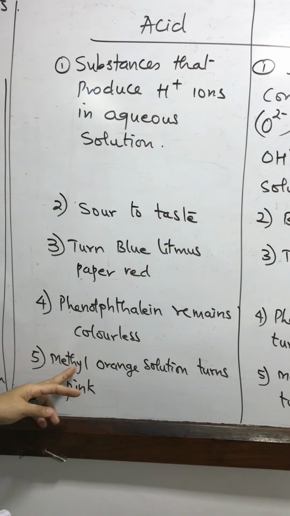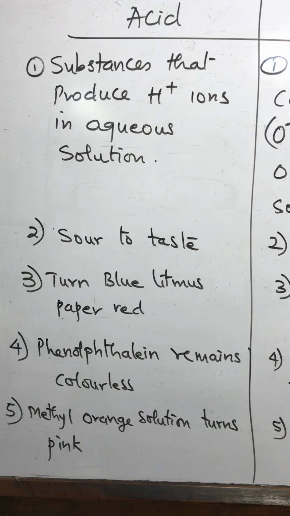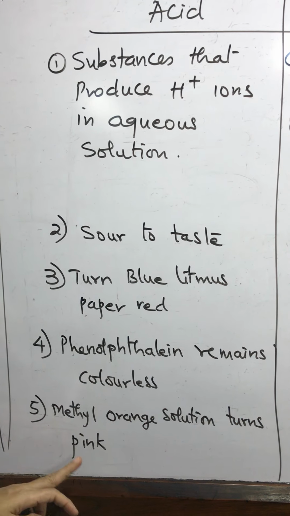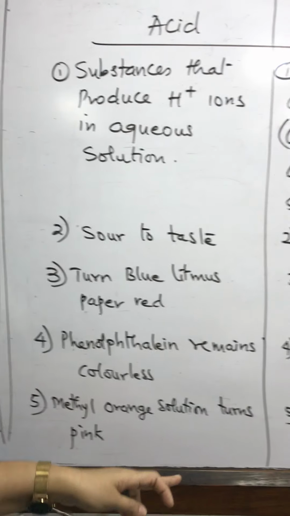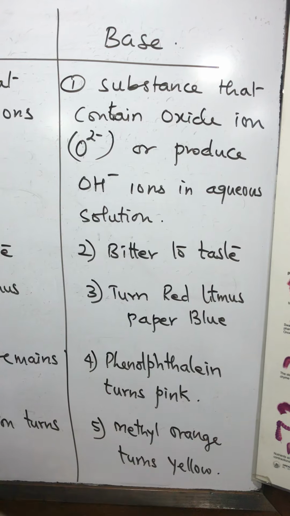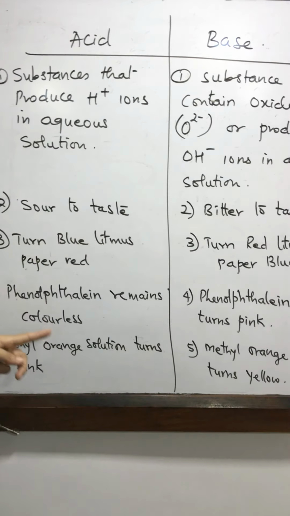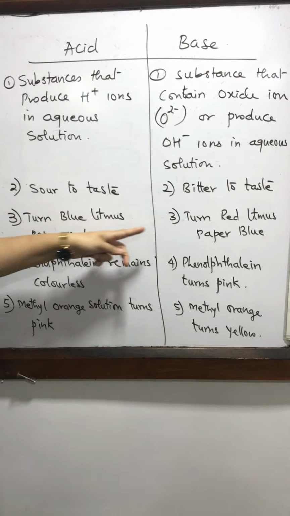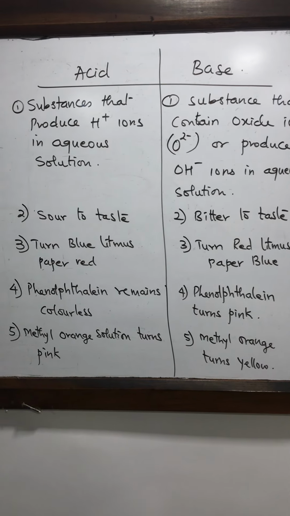Another solution that we can use to find out whether the solution is acid or base is methyl orange. Methyl orange solution is orange in color. If you put it in acid, then the solution will turn pink. And methyl orange, which is orange in color, in basic medium will turn yellow in color. These solutions like litmus, phenolphthalein, methyl orange, which will show different colors in acids and bases, are called as indicators.